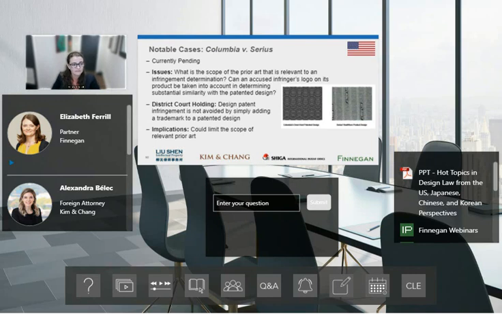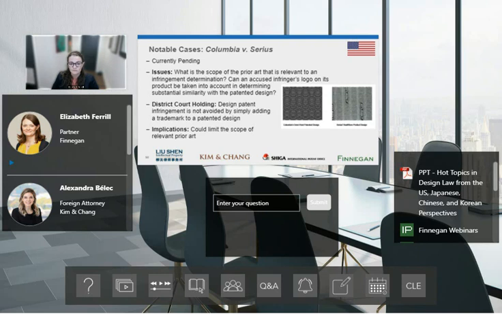Okay, another case, and this is a case that actually has been argued to the same court, the Federal Circuit, and we're just waiting for a decision on this case. And this case has sort of two important pieces to it. The US infringement test for designs takes into account prior designs in terms of understanding the framework and the background of the particular type of designs of the products that you're considering.